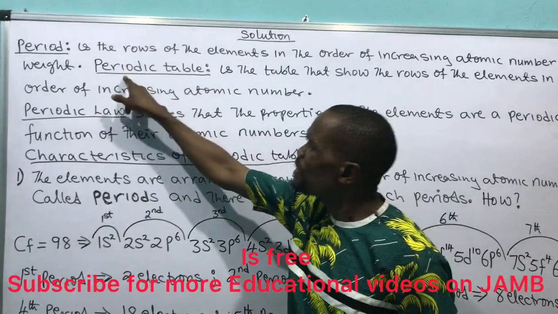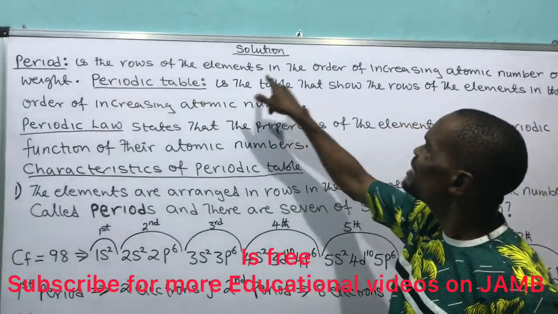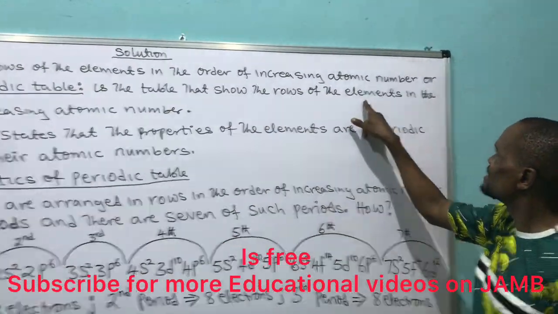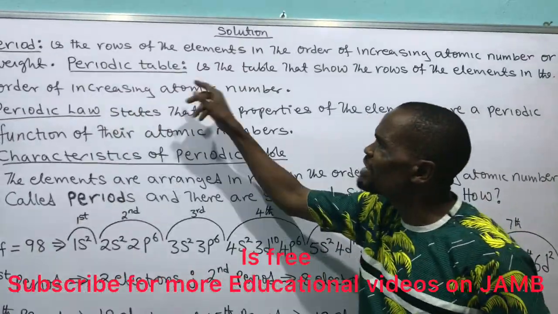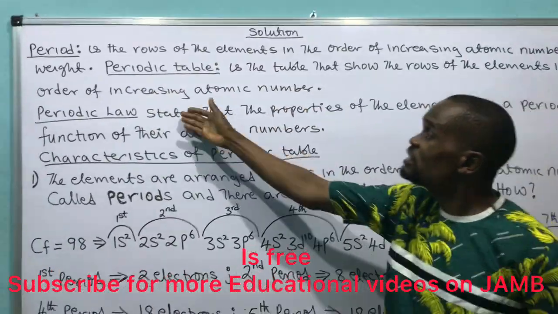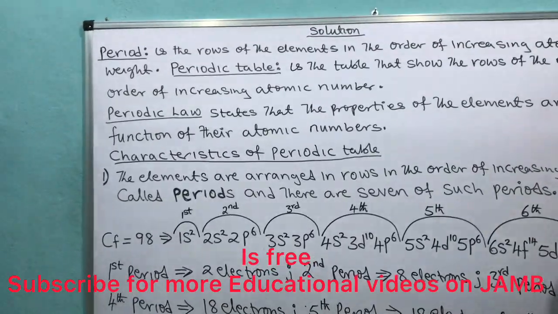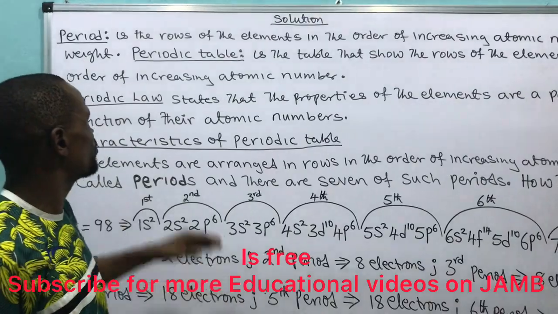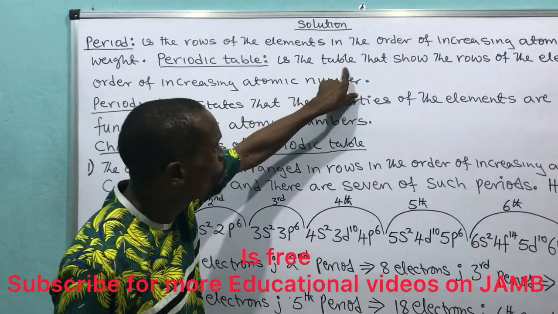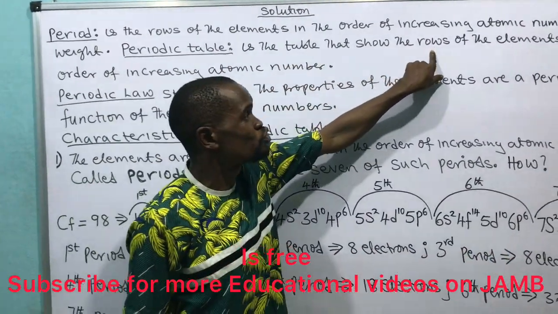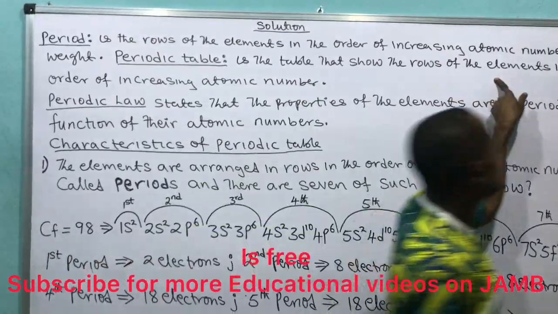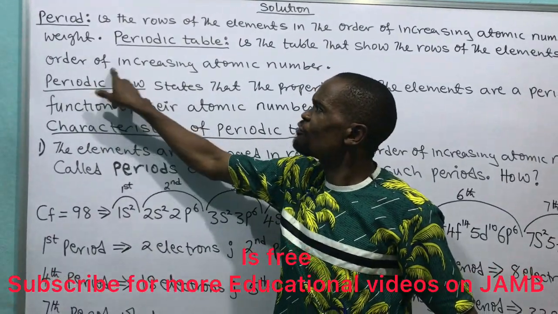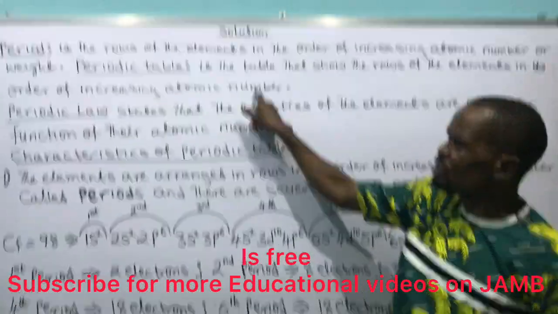The periodic table is the table that shows the rows of the elements in the order of increasing atomic number. We are trying to get the working knowledge of what the periodic table and period are. Look at it, elements in the order of increasing atomic number.